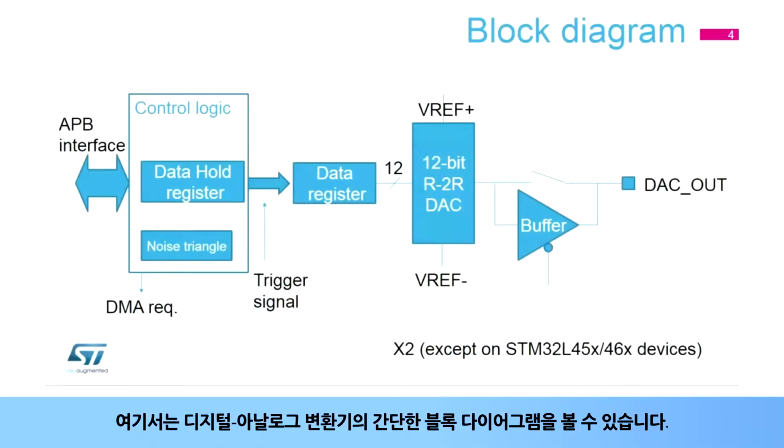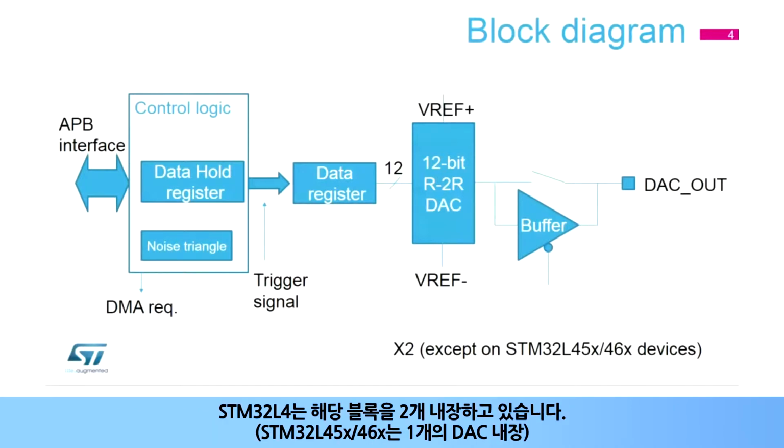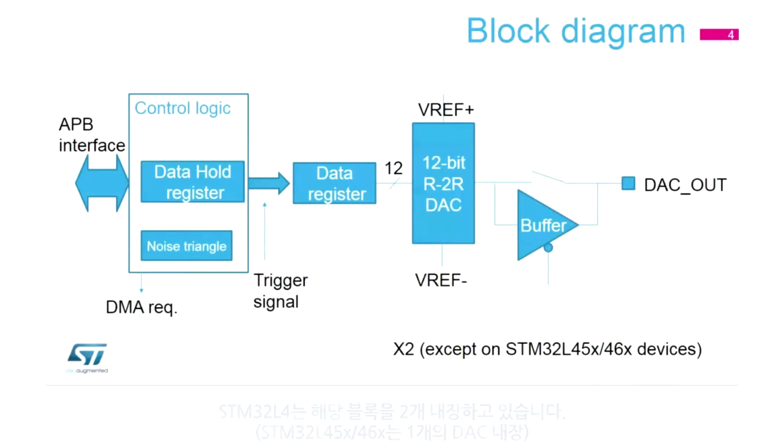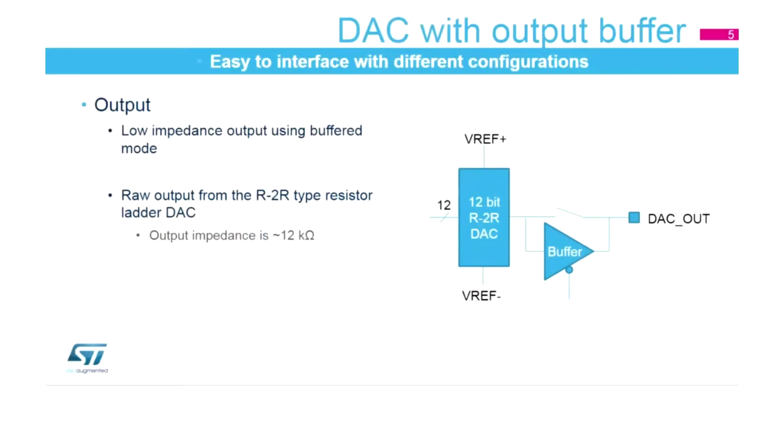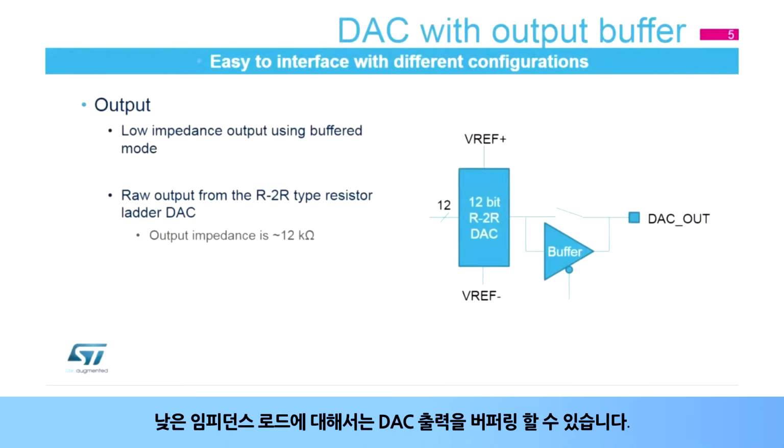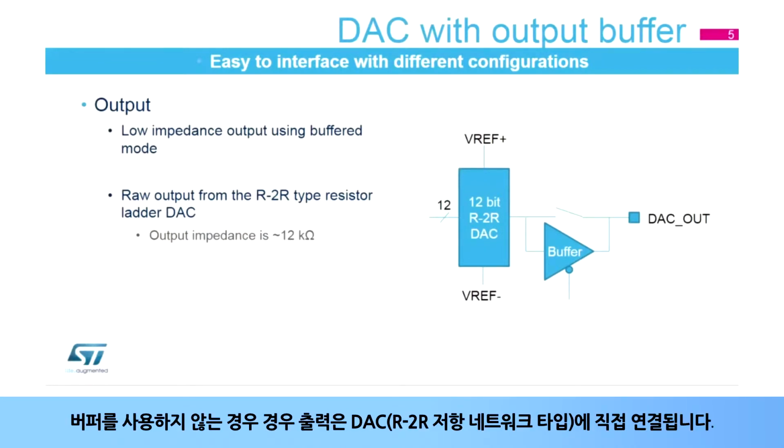Here you can see the simplified block diagram of the digital-to-analog converter. The STM32L4 integrates two of them, except on STM32L45X, 46X devices, where only one DAC is implemented. The DAC output can be buffered for low impedance loads. When unbuffered, the output is directly connected to the R2R resistor ladder network type of DAC.